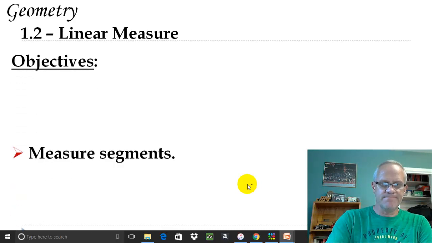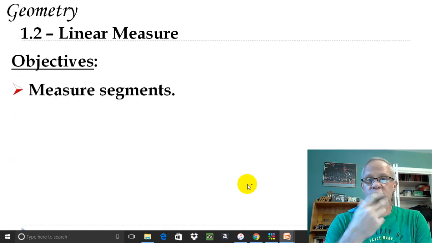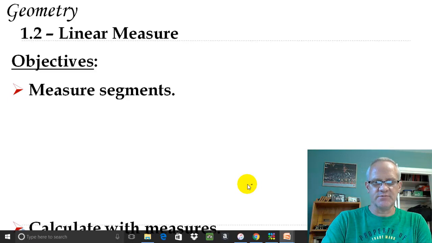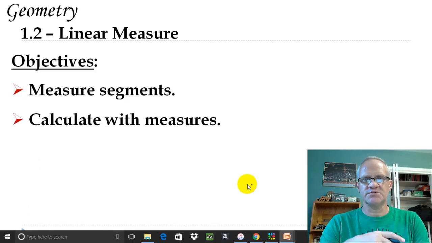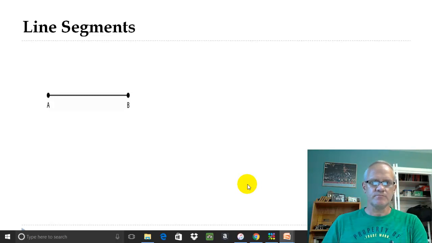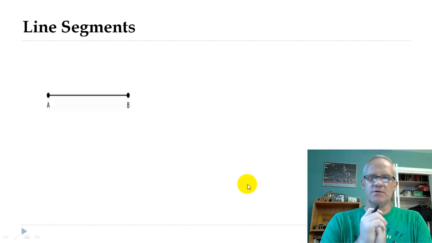Our objectives today, we're going to measure line segments, and we're going to be able to calculate using those measurements that we take. Alright, first of all, I guess my line segment here came up first.